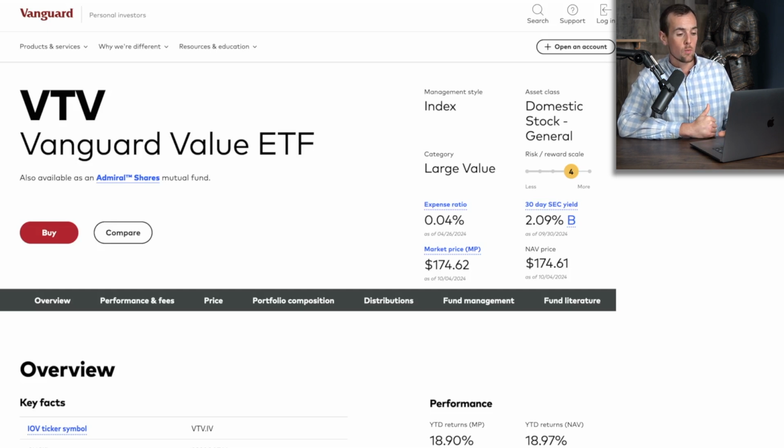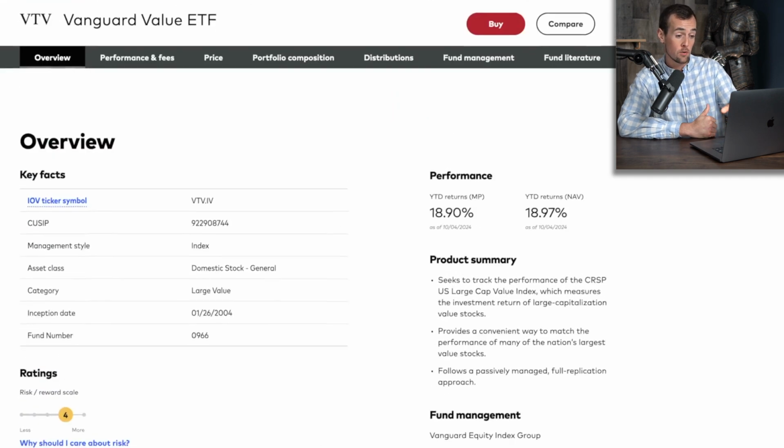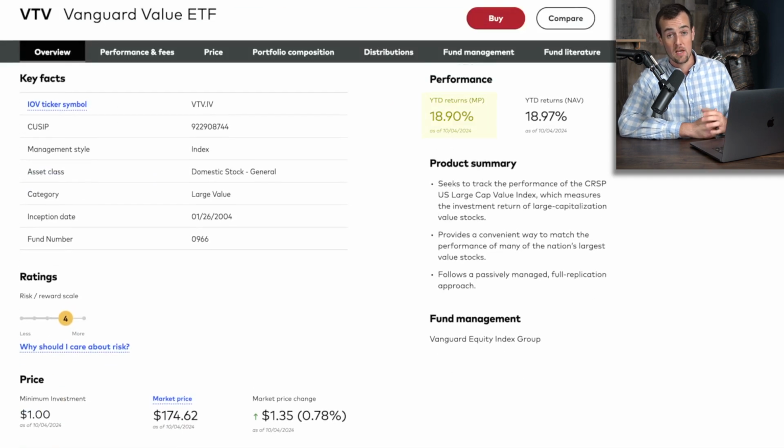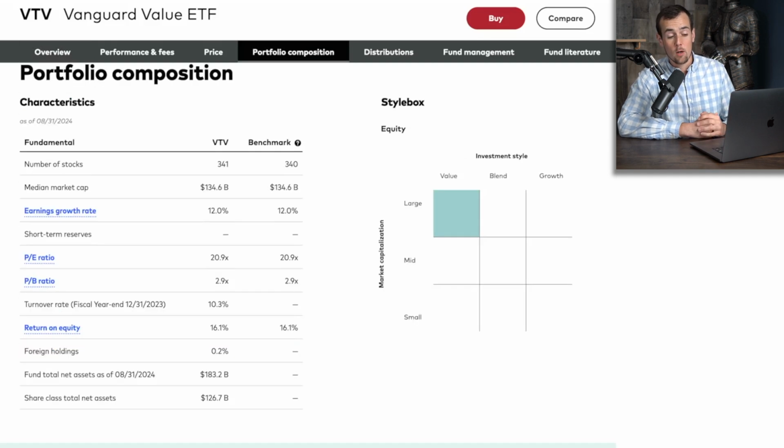If we scroll down here, we can see that the year-to-date performance has been 18.9%, so it's on the lower side of what we've seen because of the emphasis here on value and income versus growth. Taking a look here at the style box, we're now in the top left quadrant. That's because the emphasis here is on large-sized companies that are deemed to be value investments.